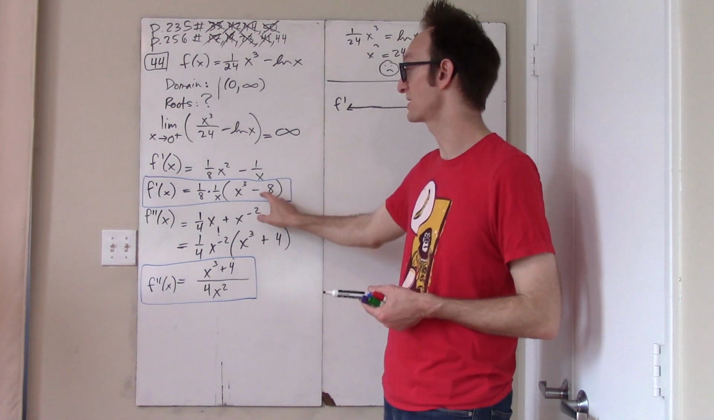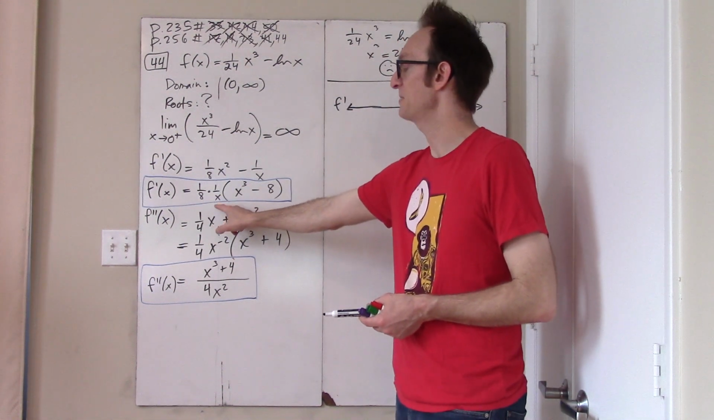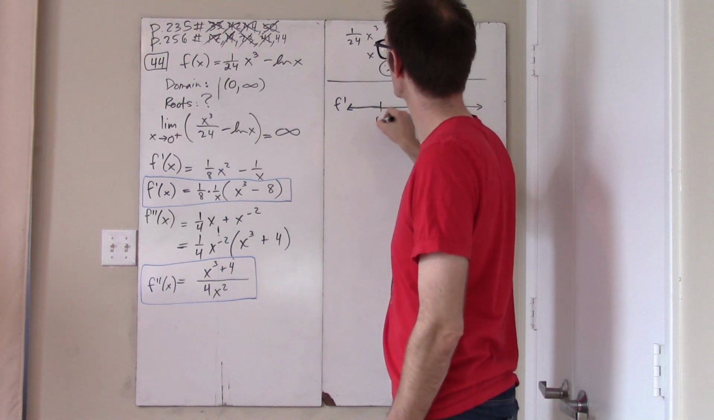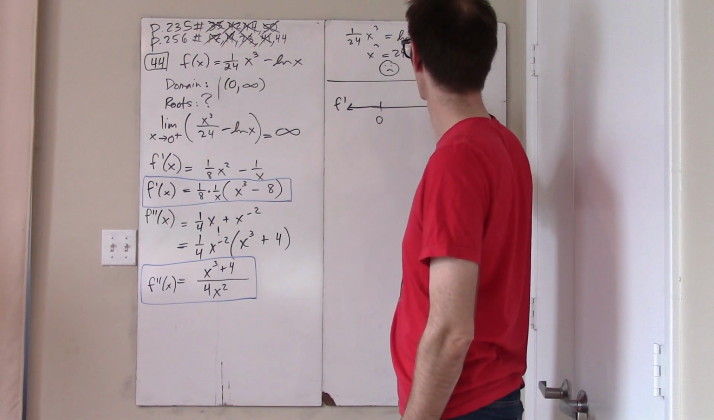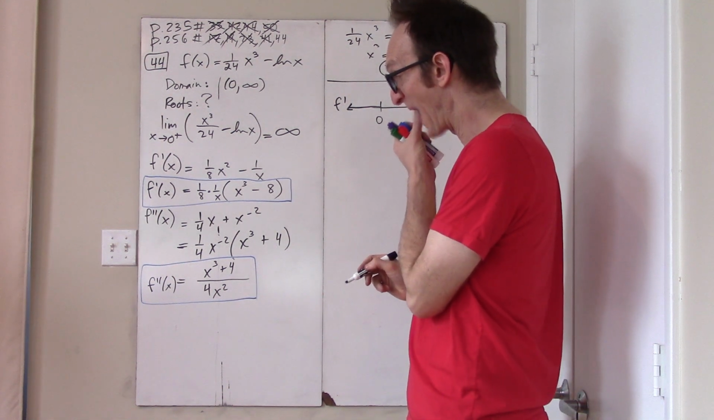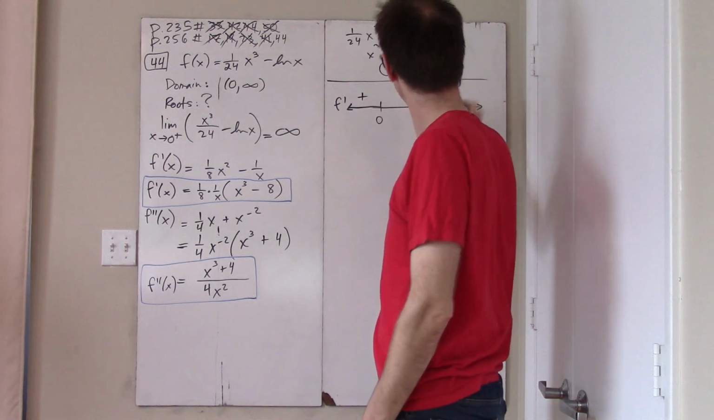So this is going to change sign at 2. So this is basically quadratic-y. Sign change from negative to positive at 0, sign change from negative to positive at 2. So here's 0 and here's 2. And the leading coefficient's positive, so it's plus minus plus.